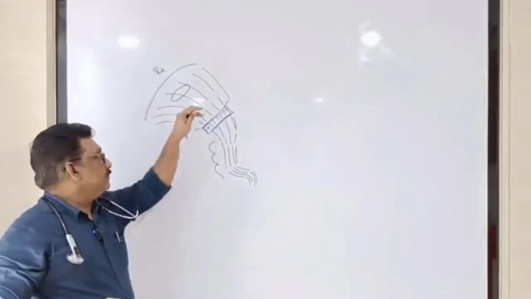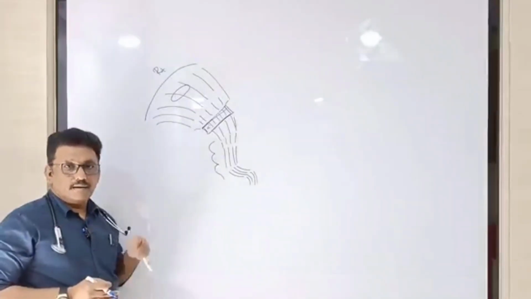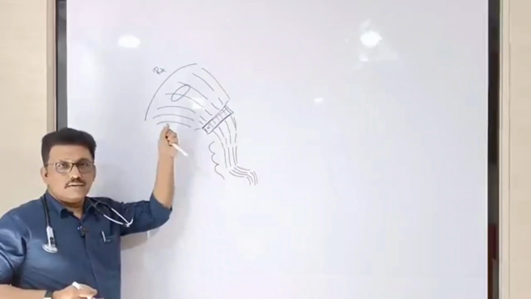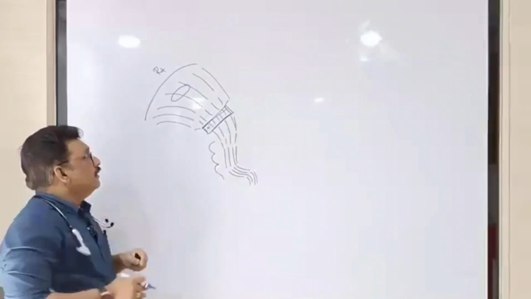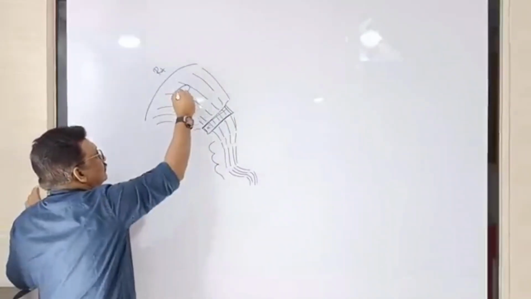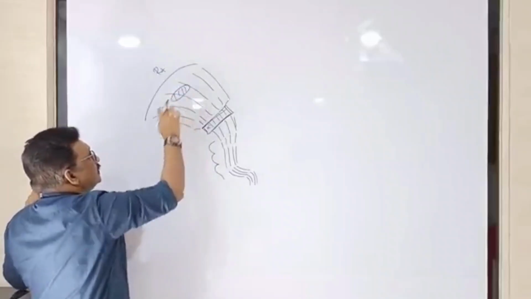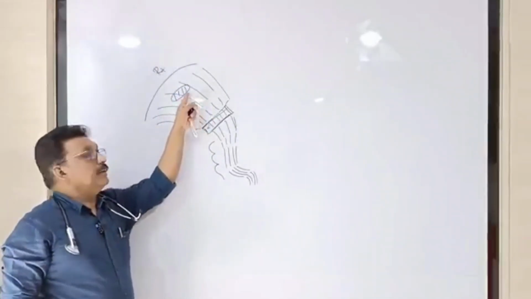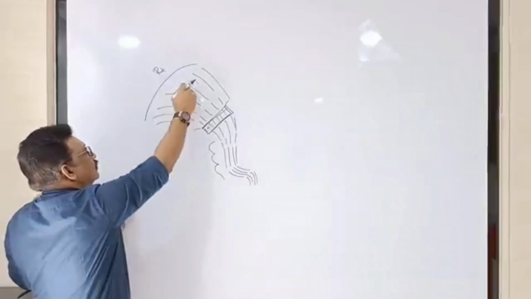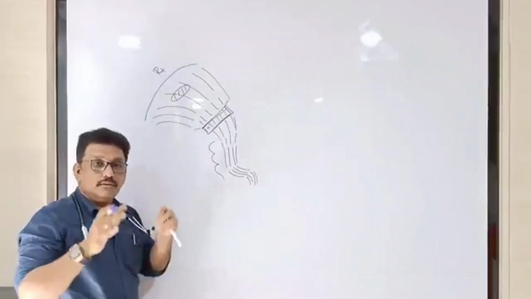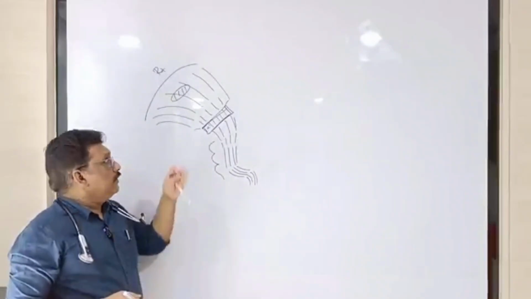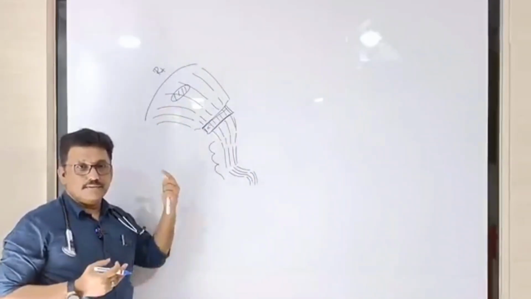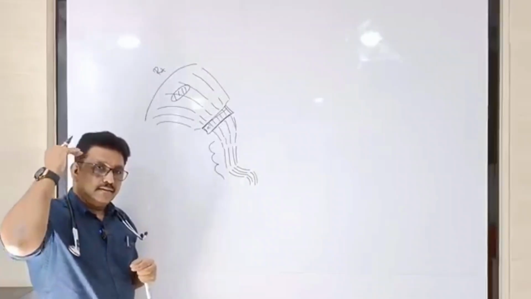Imagine that it's an MCA territory, middle cerebral artery territory. There is a lesion, maybe a tumor or an infarct, in this area. You can see the lesion is here, but the number of fibers involved in that lesion is very minimal. You can take it as 1, 2, 3, 4 fibers involved depending on the size of the lesion. What will be the symptom of this lesion? We'll see, because the lesion is in the cortex.